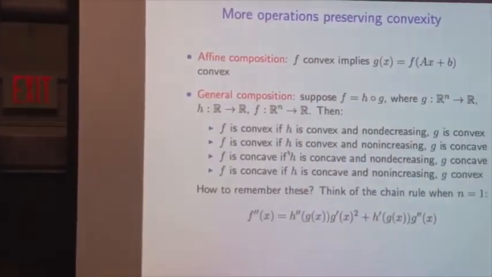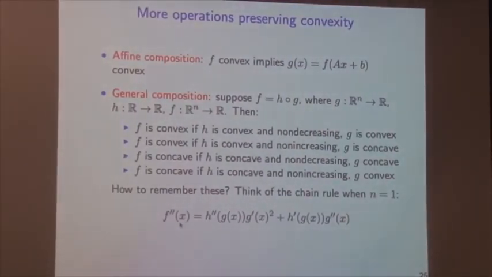So how to remember these? Think of the chain rule. That's probably the easiest way to remember them when n equals 1. If you take the chain rule, take two derivatives of f, you get h prime of g of x times g prime of x squared plus h prime of g of x times g double prime of x.